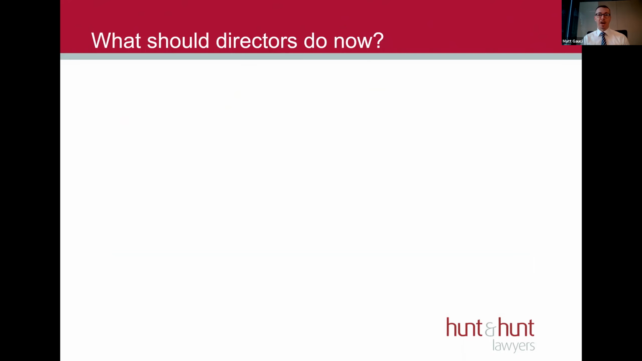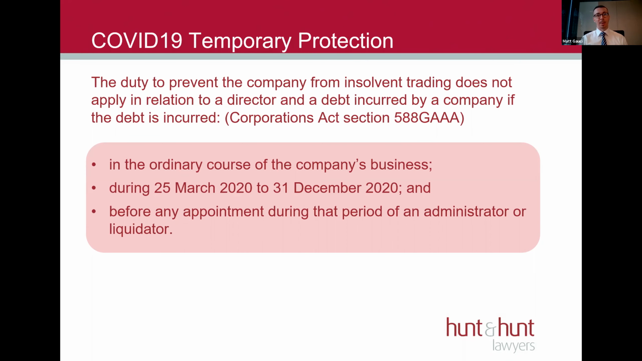Essentially, this temporary safe harbour provision protects directors from insolvent trading liability in respect of debts incurred between 25 March and 31 December of this year. Unlike the original safe harbour, directors here are not required to develop a course of action. However, there is a requirement that an administrator or a liquidator be appointed to the company before 31 December of this year in order to gain that protection. And 31 December is fast approaching.